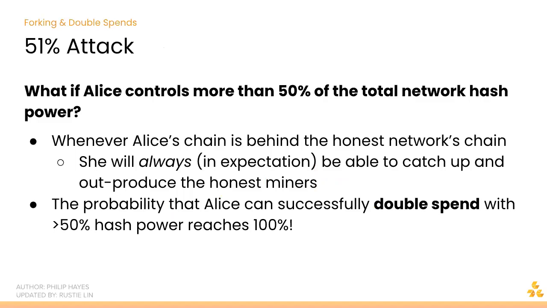So what if Alice controls more than 50% of the total network hash power? Whenever Alice's chain is behind the honest network's chain, she will always be able to catch up and outproduce the honest miners. This is because she has 51% or more of the total network hash power. And so she would be able to add any transaction she wants to her blockchain. The probability that Alice can successfully double spend with over 50% of hash power would reach 100%.